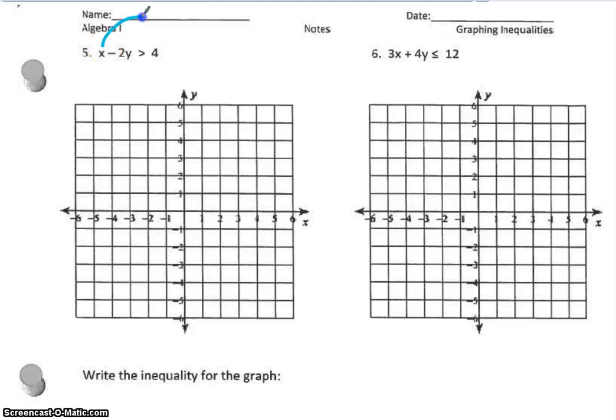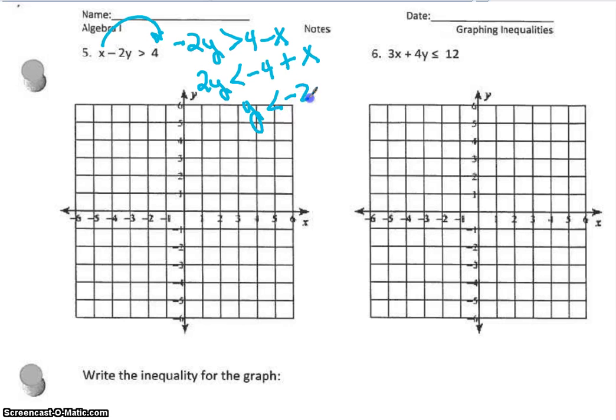You got to get y by itself, so we're going to move that x, and you have -2y is greater than 4 minus x. I don't like that negative, so I'm changing every sign. 2y is less than negative 4 plus x. Everything gets divided by 2, so y is less than negative 2 plus 1/2 x.